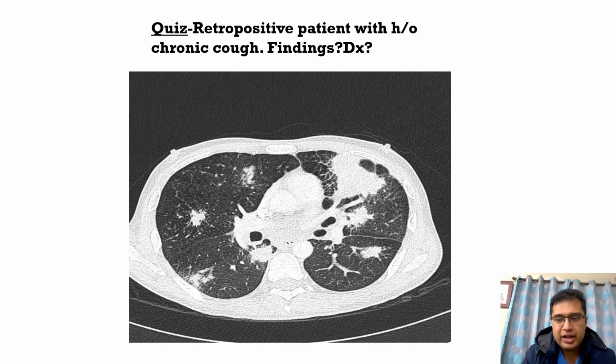So coming to the pulmonary manifestation, this is a very important HRCT picture, which is actually a spotter. This is a retropositive patient with chronic cough, and I want you to tell the findings and the diagnosis. I want you to write the diagnosis in the comment section, and this is actually a quiz. The answer will be revealed in the next video. This is an HRCT image, axial section, of a retropositive patient with chronic cough. So what do you think the diagnosis is in this particular case?